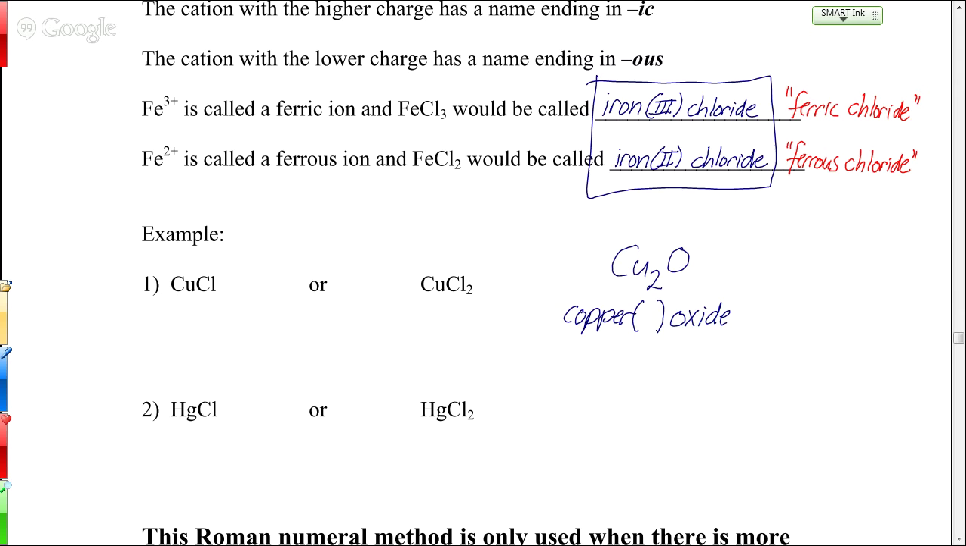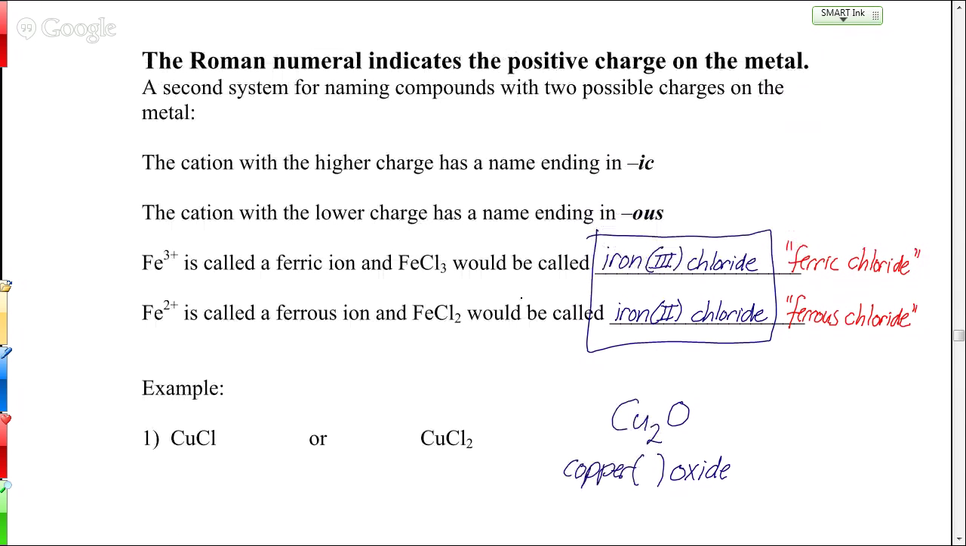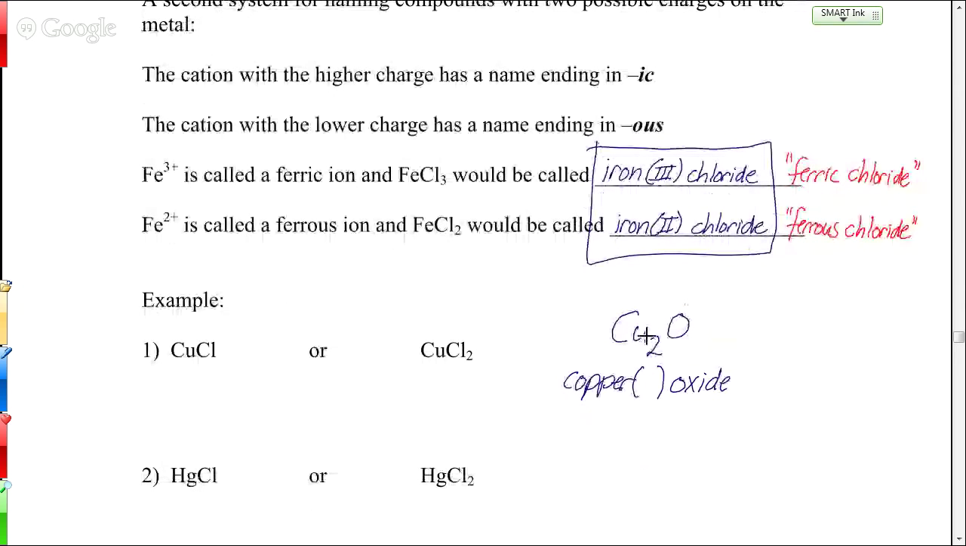Yeah, and that's really the key here. The Roman numeral indicates the positive charge on the metal, not the number of atoms in the formula. So in this case, what's the charge on copper? It's actually +1. How do we know that it's +1? Yeah, because an oxide ion is -2. How do we know an oxide ion is -2? It's always -2, so it's a good one to just know.